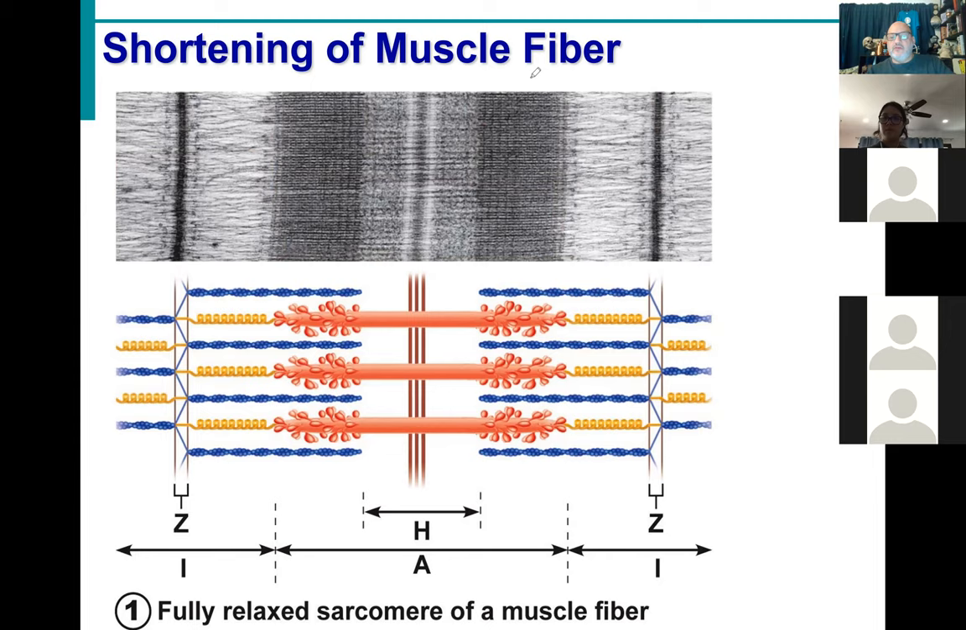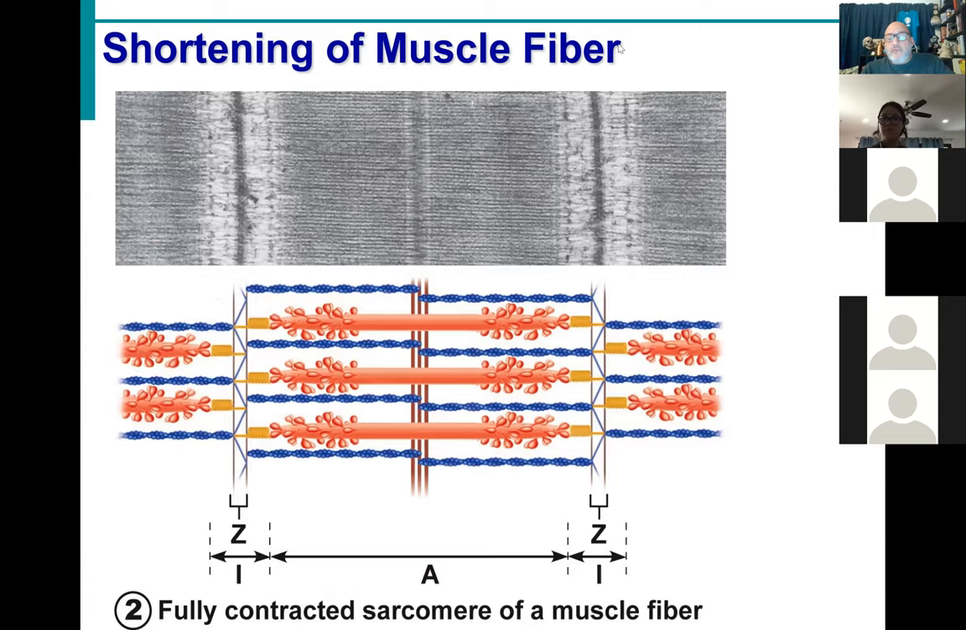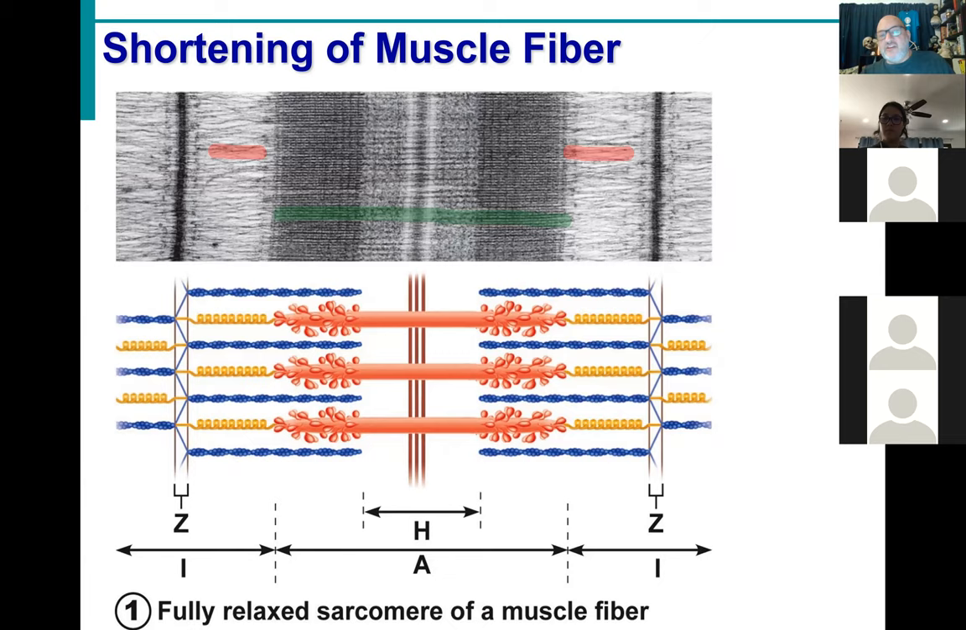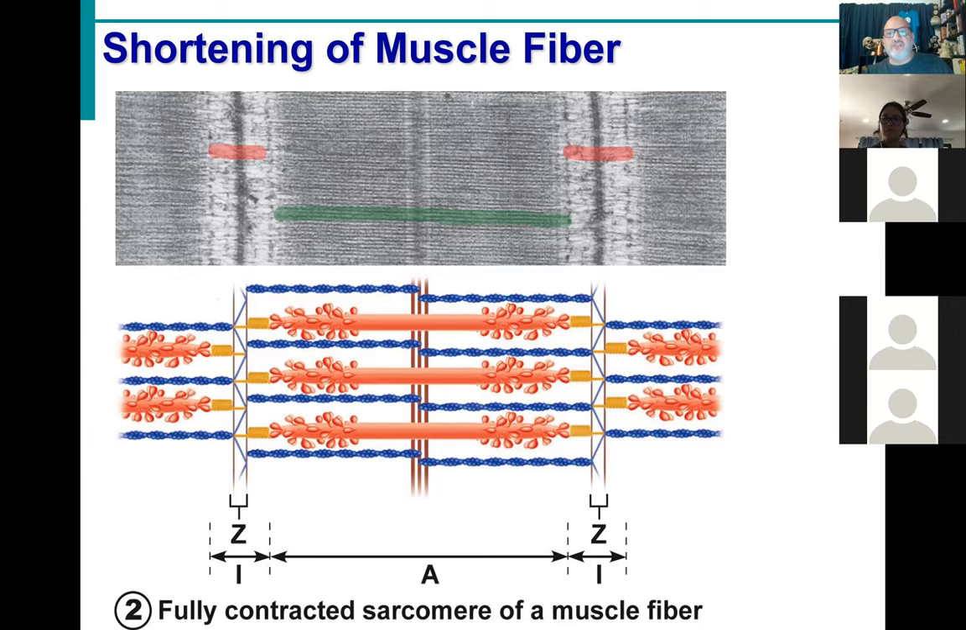Notice when we contract the muscle, we see those changes. Notice the I band is now tiny, right? The A band is not changed, right? Notice, if I've done a good job of lining up these two pictures, the length of the A band hasn't changed, but the length of the I bands has changed dramatically.